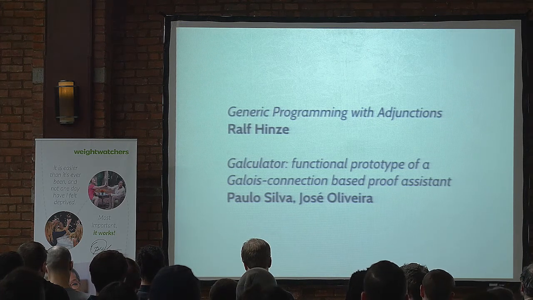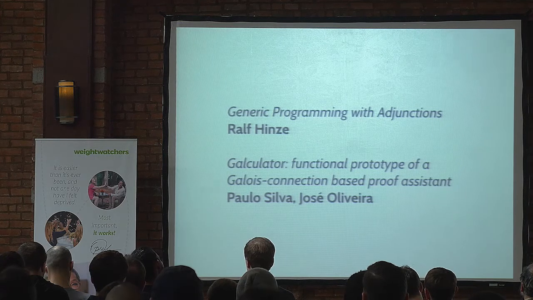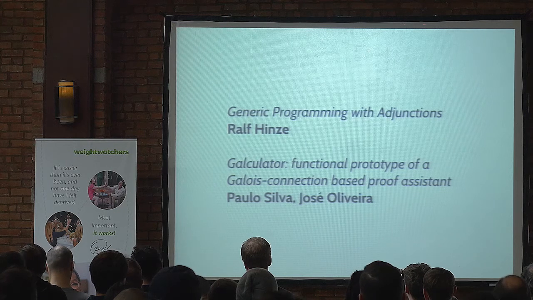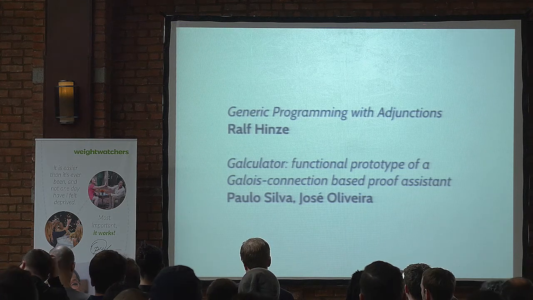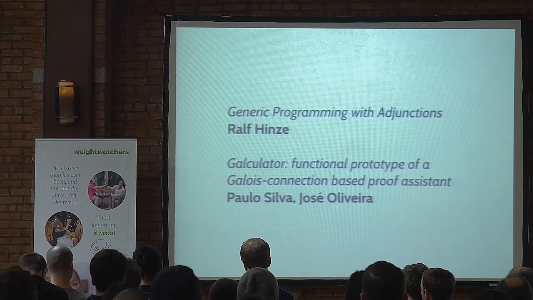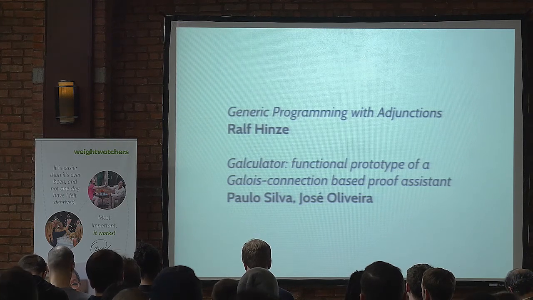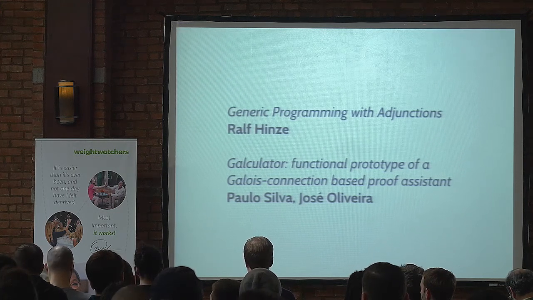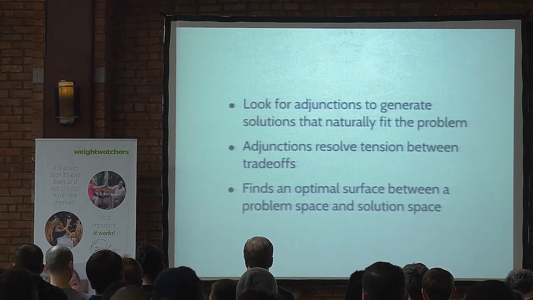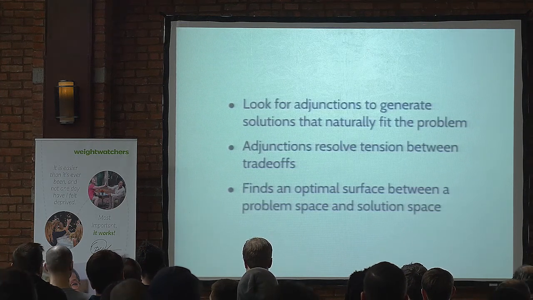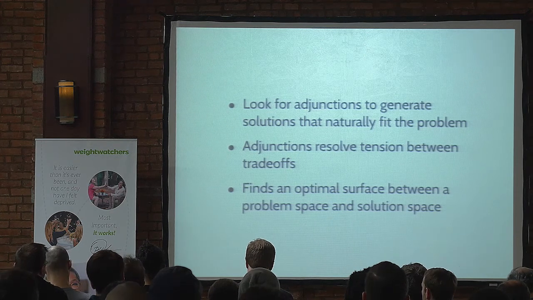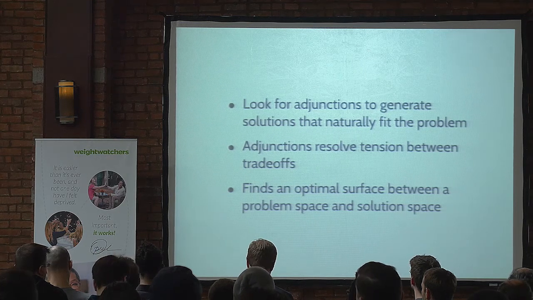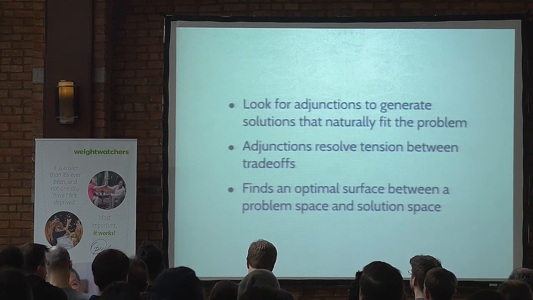There's a paper called Generic Programming with Adjunctions by Ralf Hinze, and there's this thing called Galculator, a functional prototype for a Galois connection-based proof assistant. And Galois connection is just another word for adjunction, but in posets. So there's work being done on just coming up with adjunctions and then turning the crank to generate programs and data types automatically. So, in summary, we want to look for adjunctions to generate solutions that naturally fit our problems, and also to generate problems that naturally fit our solutions.